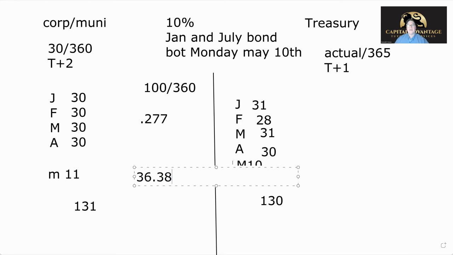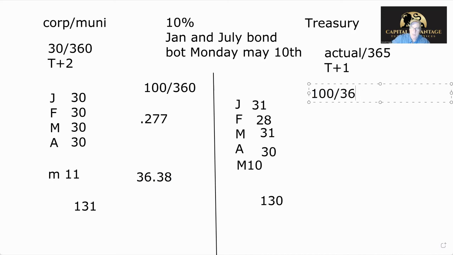$36.38. Boom. Now let's go over to the treasury side. The treasury side is a little different because it's actual. So we have to do 100 divided by 365, which equals 0.273. It's a little bit less, and it makes sense, it's only five more days. Then I'm going to do that times 130 days.